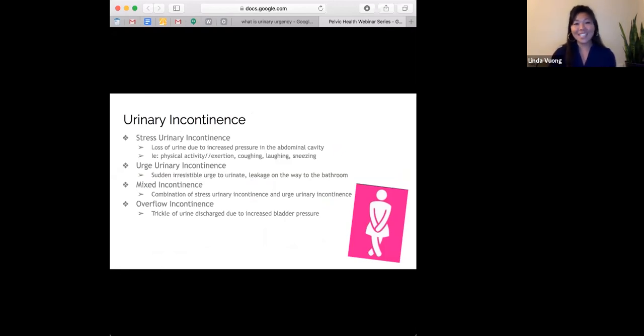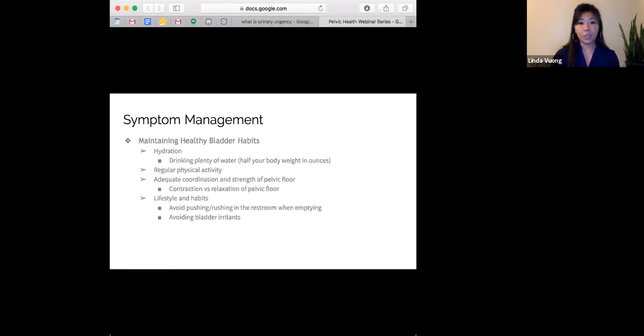So keep in mind. Urge urinary incontinence is a sudden irresistible urge to urinate, and you may have some leakage on the way to the bathroom, or when you're in the bathroom, the pants don't come off fast enough or something of that nature. Mixed incontinence is a combination of urge and stress urinary incontinence. Overflow incontinence, like we talked about in the photo prior, is just a trickle discharge of urine due to the fact that there's increased pressure in the bladder due to a restriction of some sort.